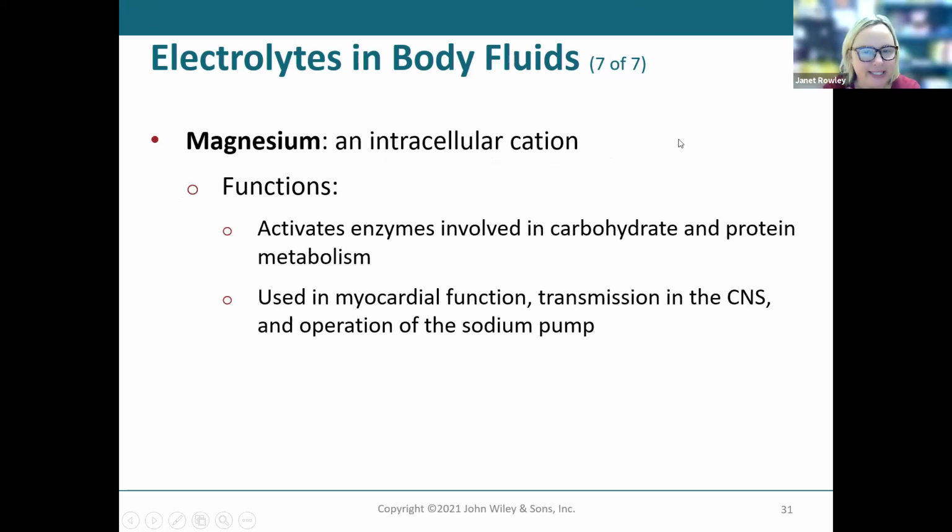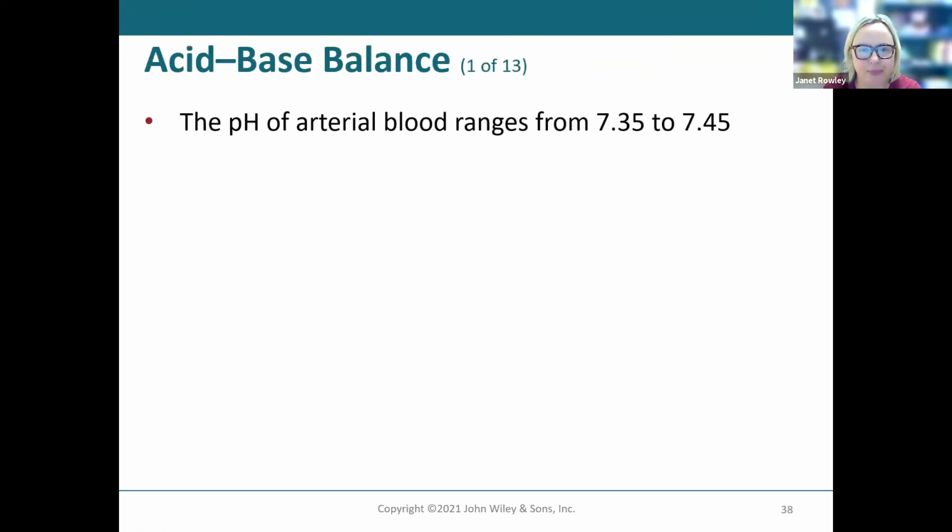Magnesium is an intracellular cation and functions to activate enzymes involved in carbohydrate and protein metabolism. It also is used in myocardial function, the transmission in the central nervous system, and in the operation of the sodium pump. All right, so that's our electrolytes.